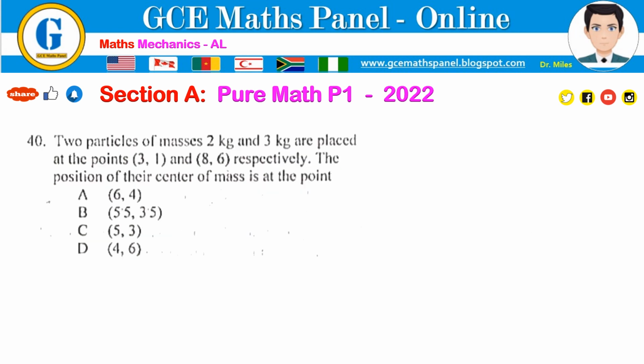Question 40. 2 particles of masses 2 kg and 3 kg are placed at the points 31 and 86 respectively. The position of their center of mass at the point is. So for center of mass, first of all, we want to get the center of mass from the point. All right, so to get the center of mass, we would like to use this point 31, right?